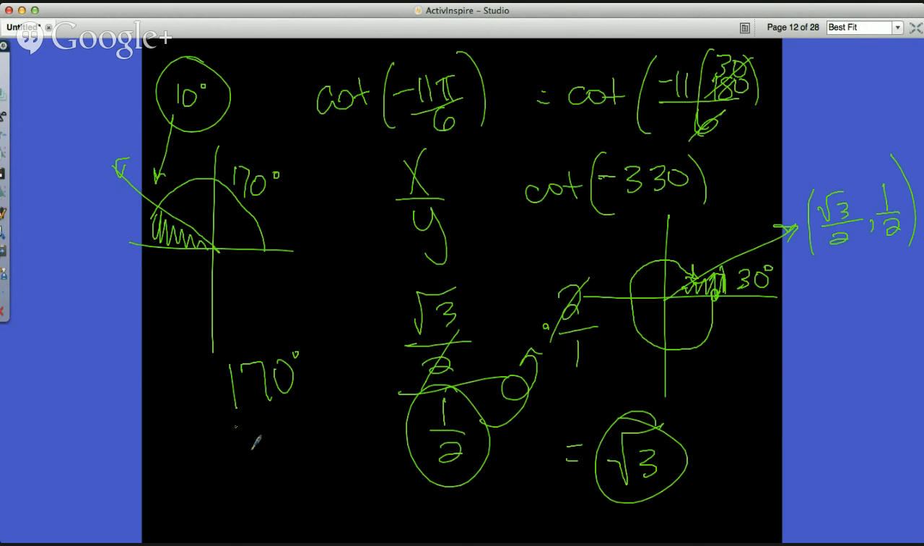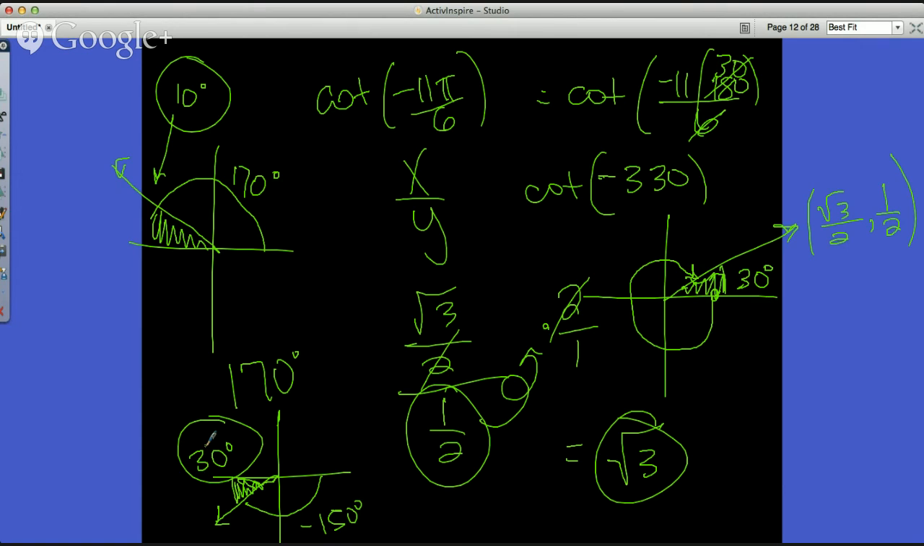Wait, so for this one, draw the angle in standard position, it was like -150. So where would that be? What quadrant number? Third. Good, yep. So we'd be down here, right? So that's -150. What's the closest x-axis? Good, and how far is it away? 30. 30, nice. 30 degrees.